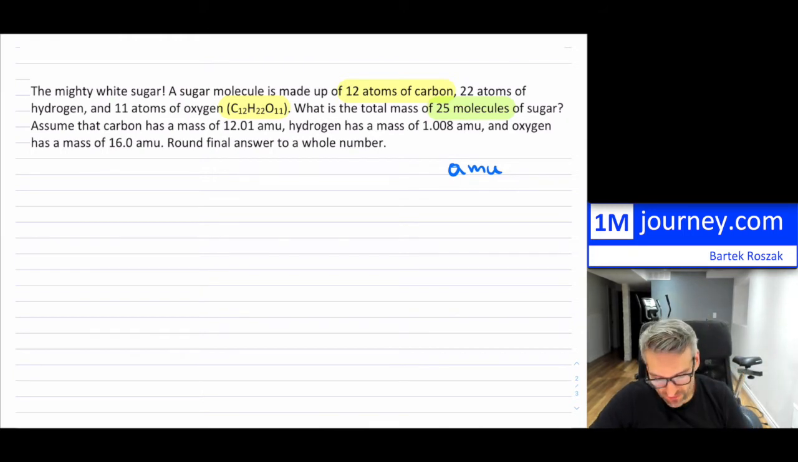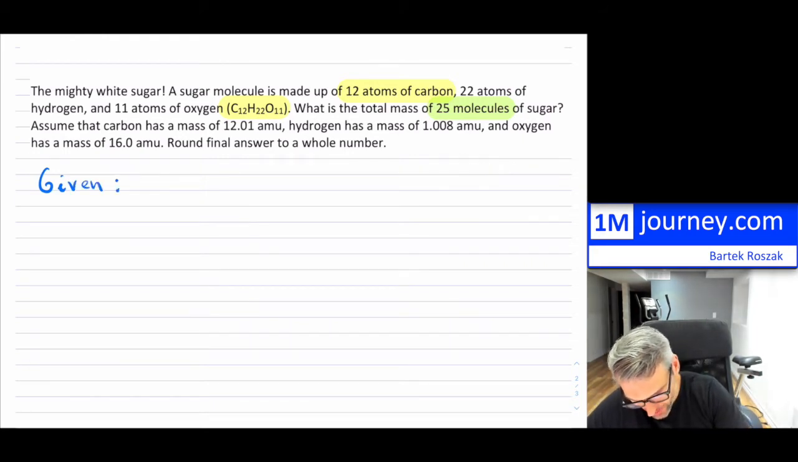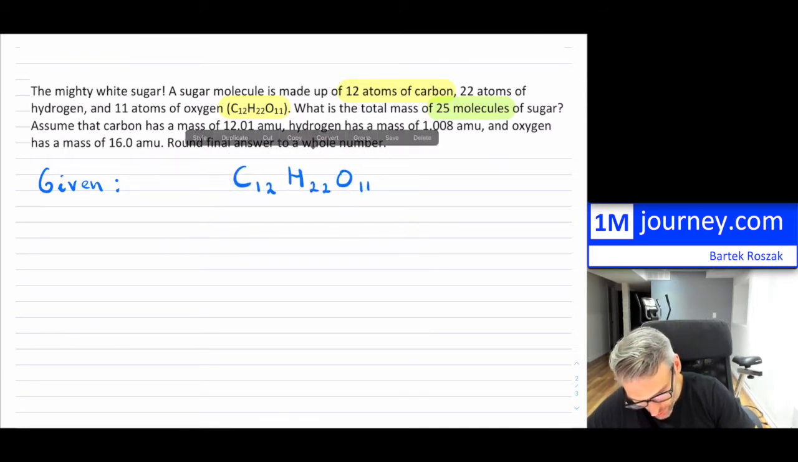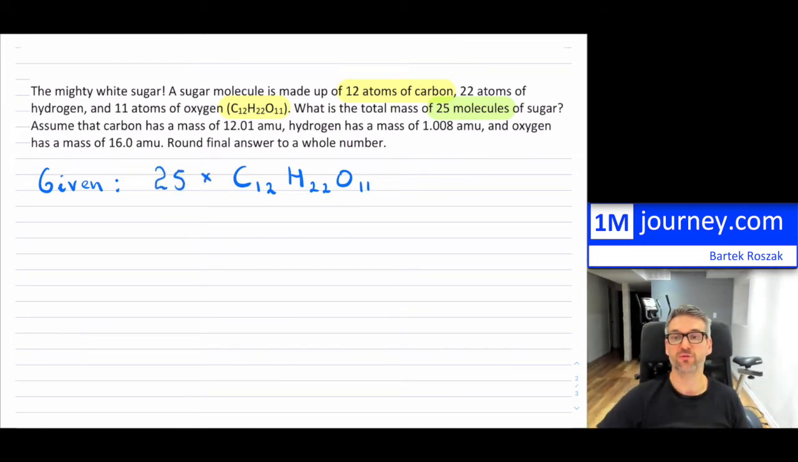I'm going to write these givens in order to set this up for myself. Let me erase this AMU for now. So what I have is this monster here that they give me, and what they want to know is 25 of these. So I know I'm going to have to multiply the actual mass of 1 times 25. And I'll do that in just a moment.